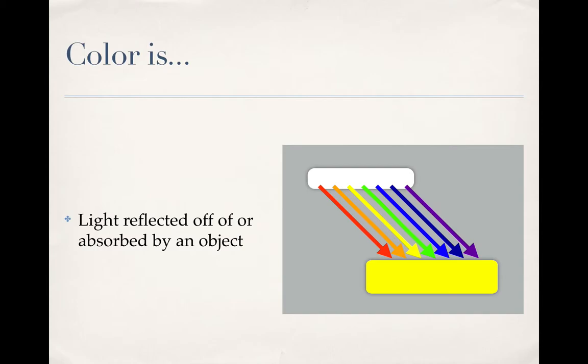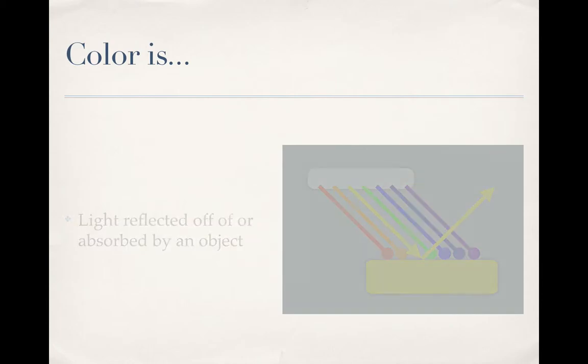So color is light reflected off or absorbed by an object. In the example you see here to the right, you have a white light shining down on a yellow object. That white light is producing all the wavelengths of light. All of those wavelengths hit the yellow object, and only that wavelength of yellow is reflected back to your eye. So your eye sees yellow.